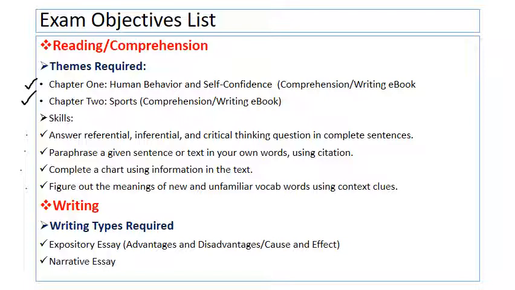Now the writing, 2 types of essays we took: expository essays, advantages and disadvantages, and cause-effect essays with the samples I gave you, of course, and narrative essay. Remember, we wrote 2 narrative essays.